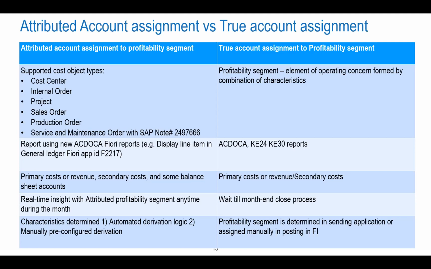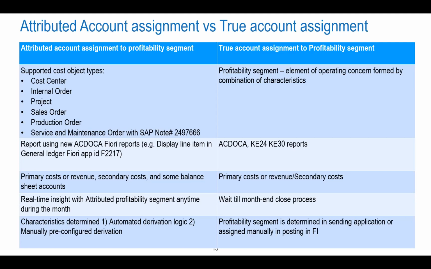And then on the right, you see the true profitability segment that combines characteristics. Typically, this is sent from the sender application, like for example, a logistics sales order. The sender system will determine the true account assignment object on the PS side.